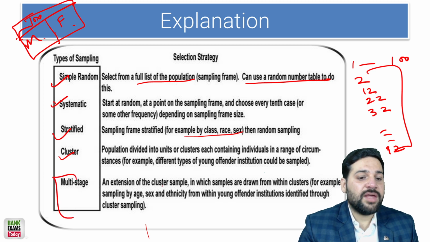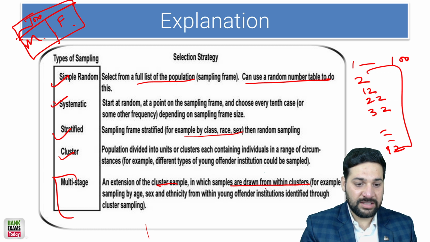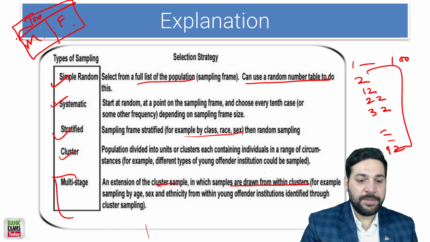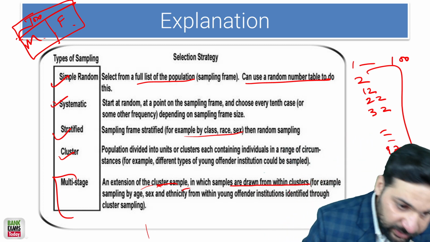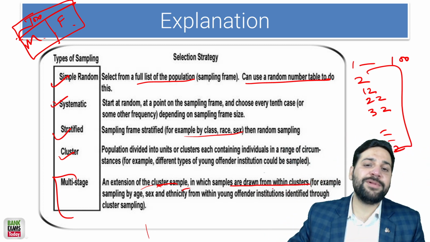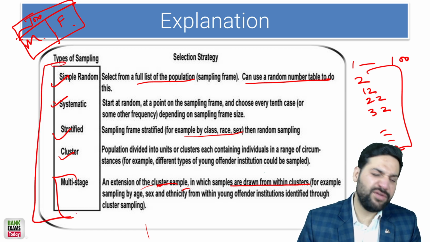Then multi-stage, an extension of cluster sampling in which samples are drawn from within the clusters. For example, sampling by age, sex, ethnicity from within young offender institutions identified through cluster sampling. So there are multiple stages. So these are the types of sampling, very, very important, I would say.